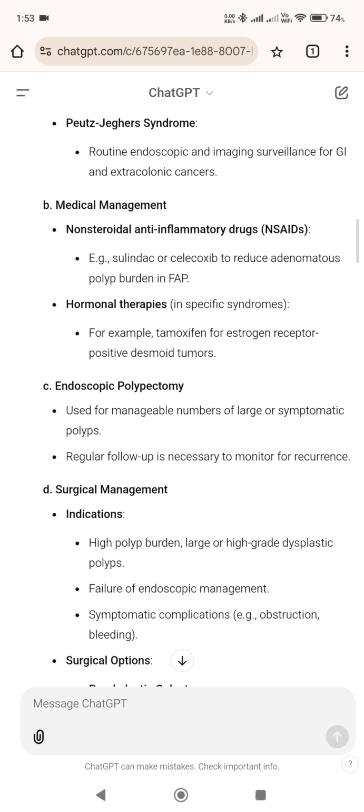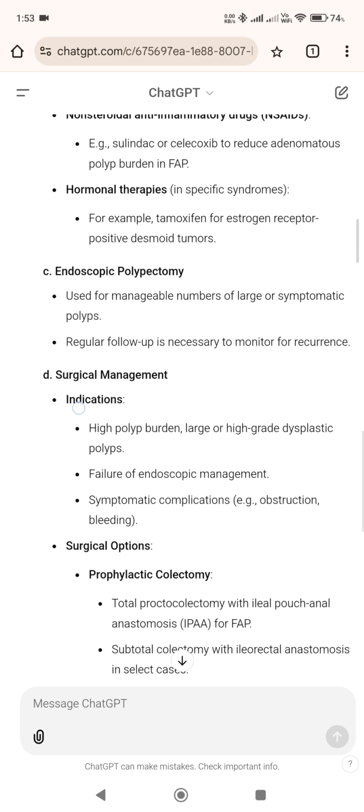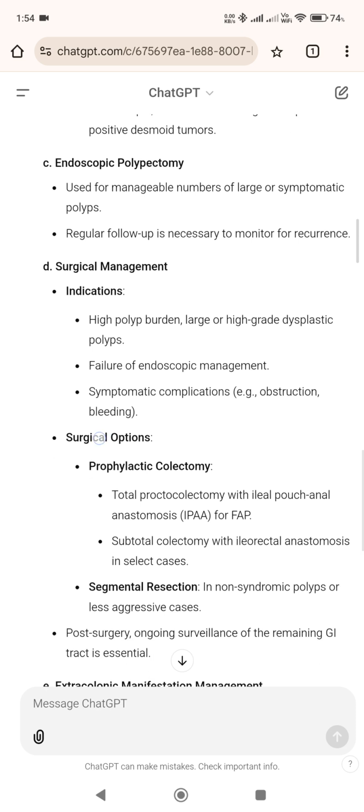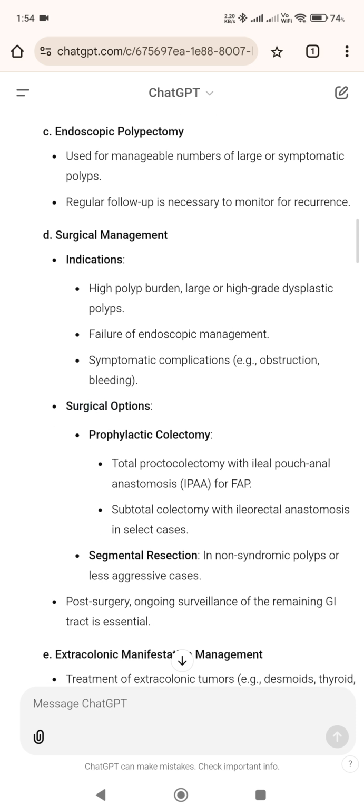B. Medical management. Nonsteroidal anti-inflammatory drugs, NSAIDs, e.g. sulindac or celecoxib to reduce adenomatous polyp burden in FAP. Hormonal therapies. In specific syndromes, for example, tamoxifen for estrogen receptor-positive desmoid tumors. C. Endoscopic polypectomy, used for manageable numbers of large or symptomatic polyps. Regular follow-up is necessary to monitor for recurrence.